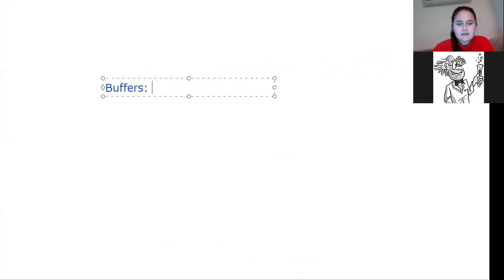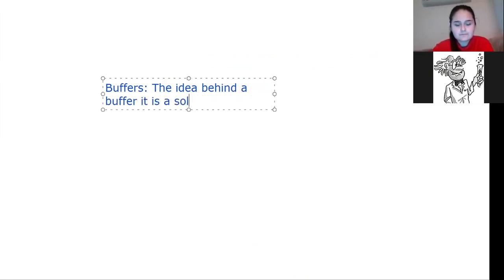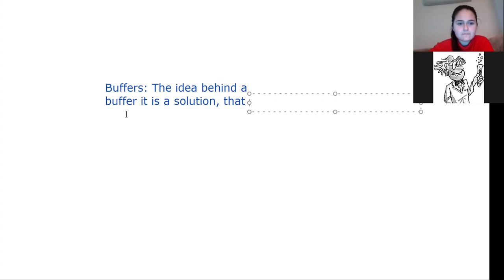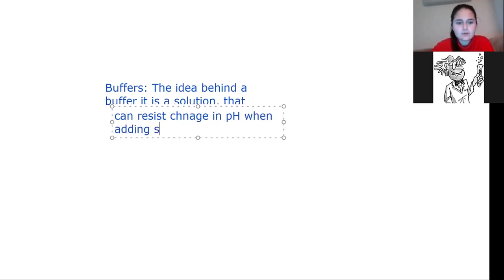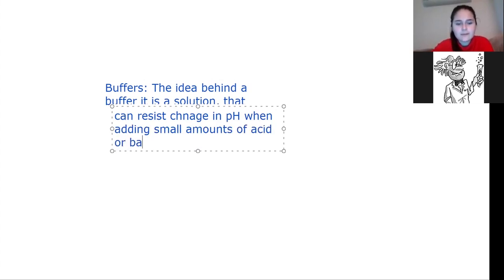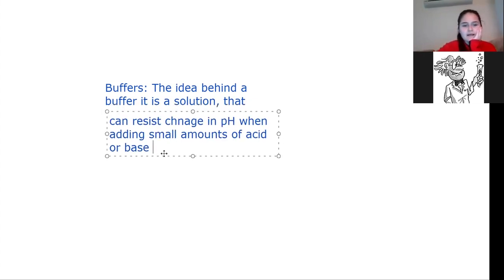So buffers. The idea behind a buffer is that it is a solution that can resist change in pH when adding small amounts of acid or base. That's your definition. If you ever get asked in an exam, that's what I would write.